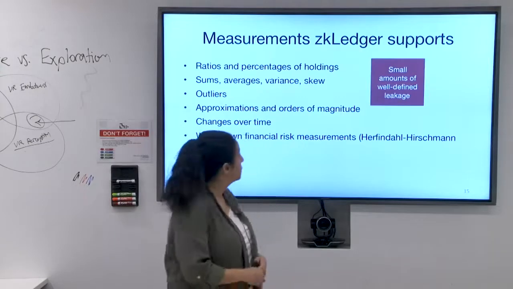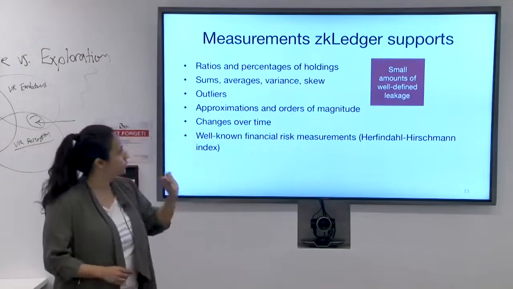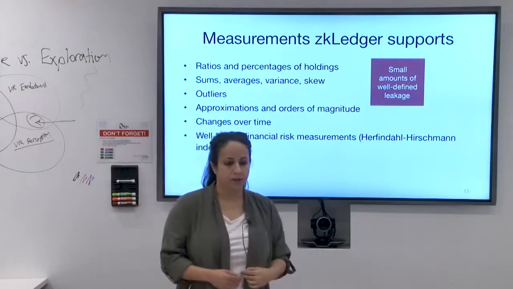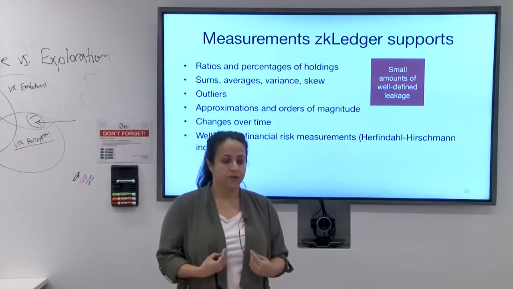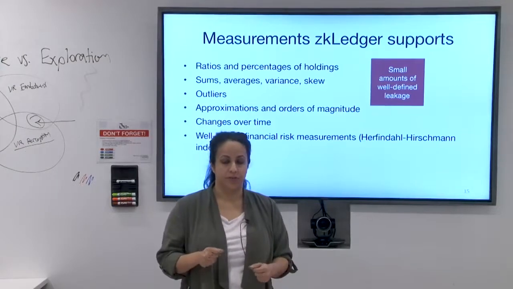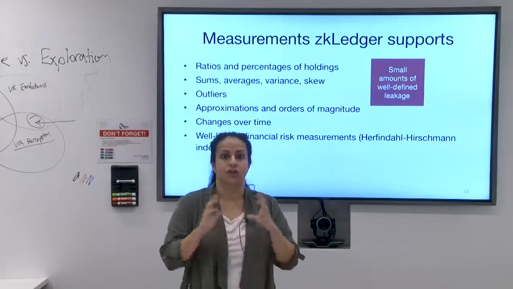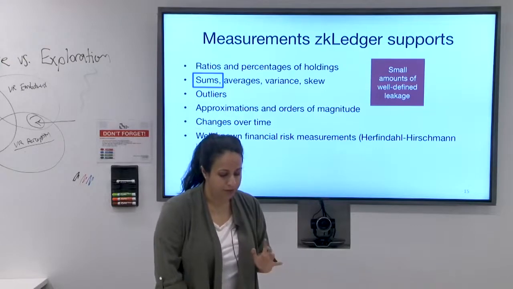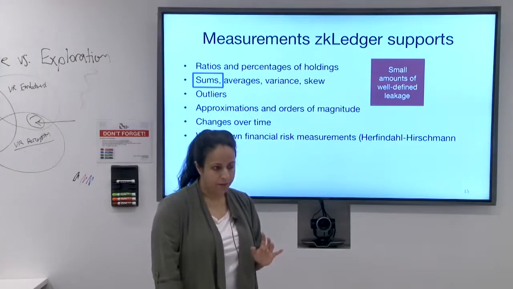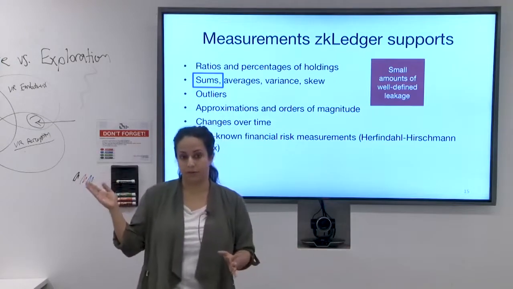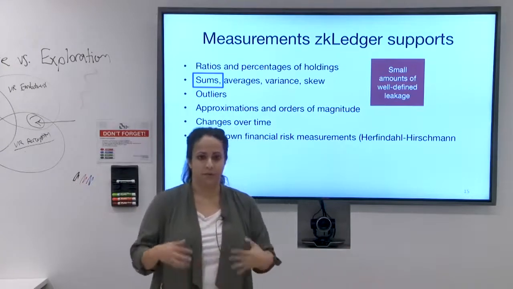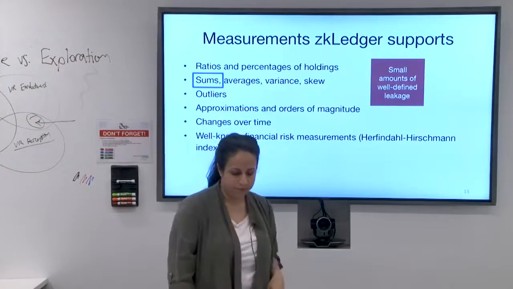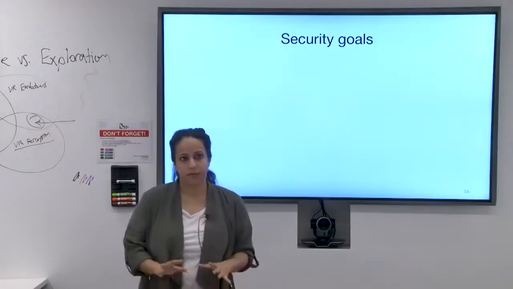In this talk, there are small amounts of well-defined leakage for some of these measurements. For example, in order to compute the average, we actually compute the sum and the number of transactions. So we leak a little bit more information than just the average, but it's very well defined. And in this talk, I'm only really going to talk about sums, but our paper, which I'll put a pointer to on the website, explains how to do more complex things, and everything's built on the sums primitive. So let's talk about the security goals.